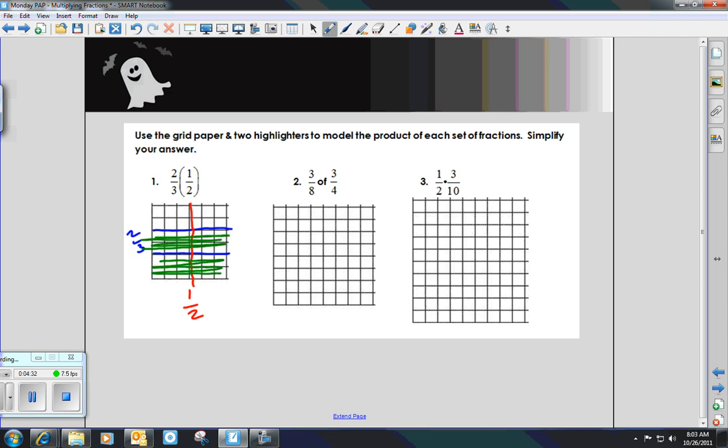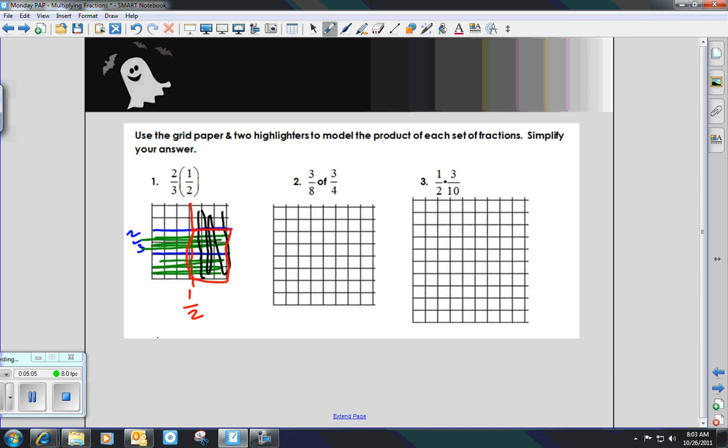And then I'm going to color half of my columns. That would be these 2. Okay, so I've colored 2/3 of my rows and half of my columns, and now I'm going to mark out where they overlap. So they overlap right here. And that is 1, 2, 3, 4, 5, 6, 7, 8, 9, 10, 11, 12 squares.